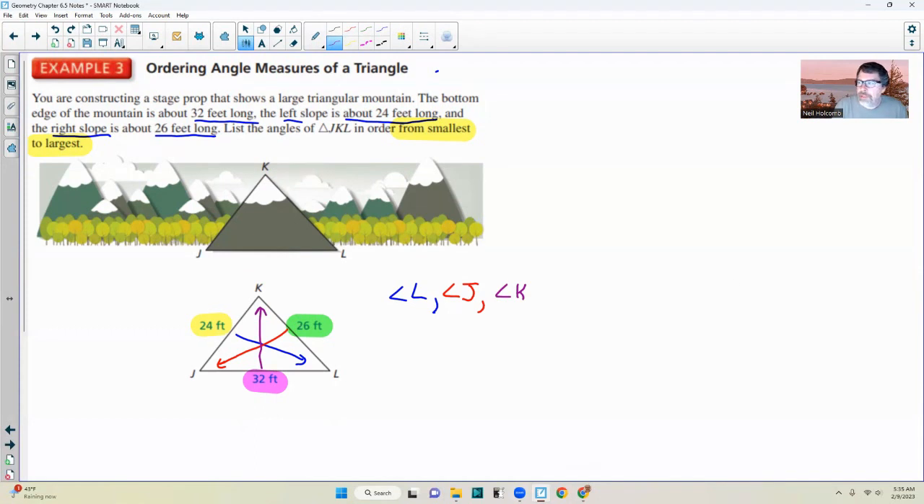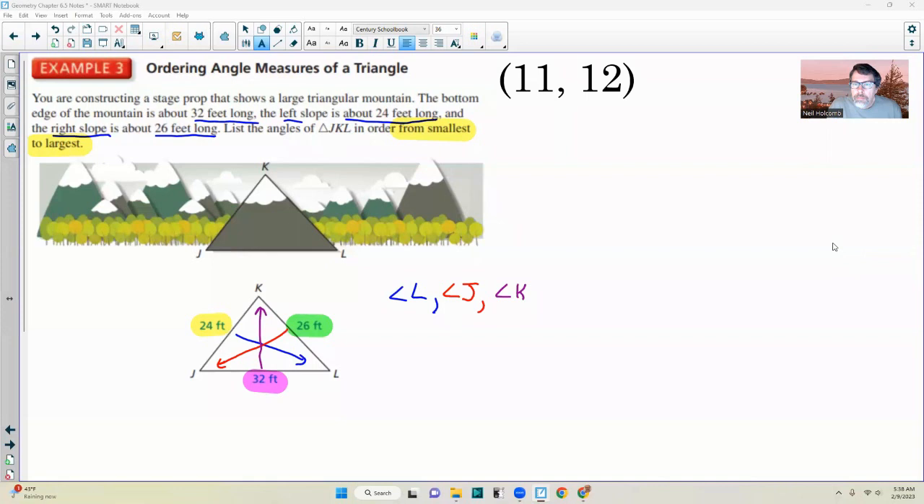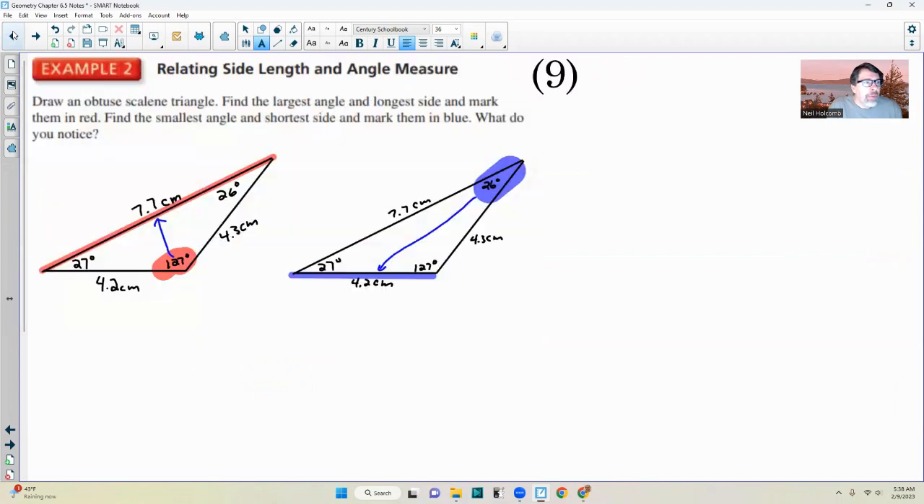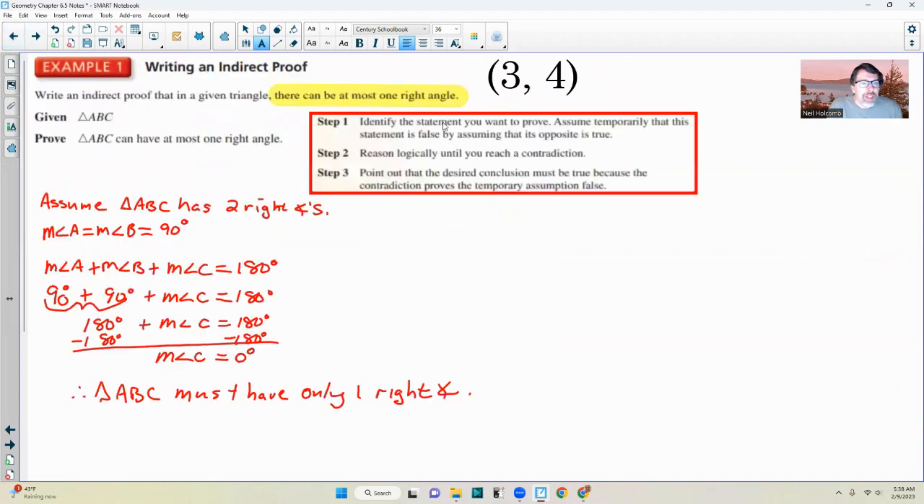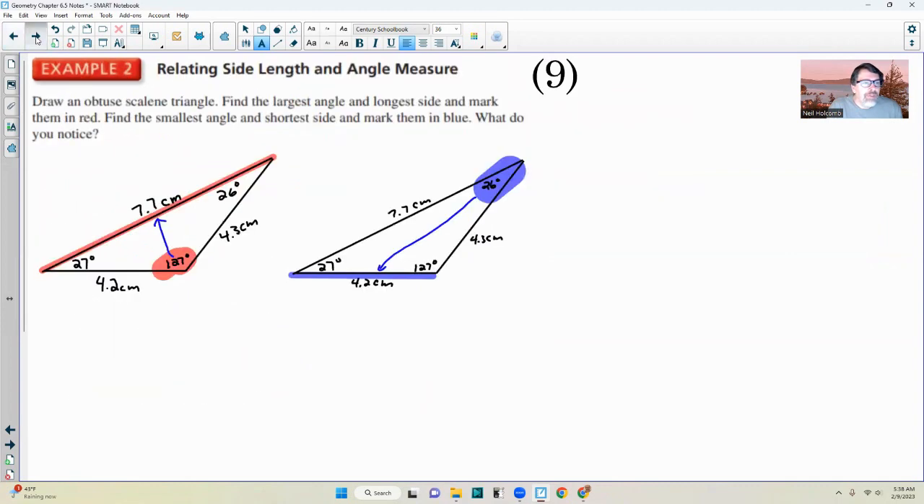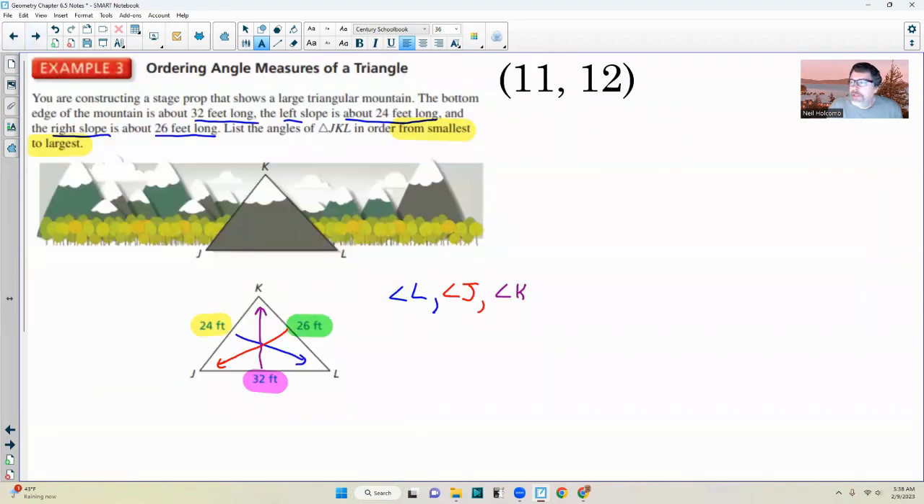So there's example 3. I forgot to tell you what problems to do with each example. This is example 3, so now you should be able to do numbers 11 and 12. Example 2 is for problem number 9. And example 1, you should be able to do problems 3 and 4. Sorry about that.